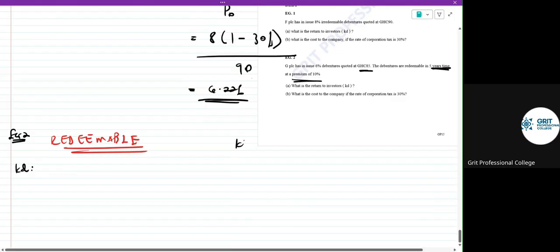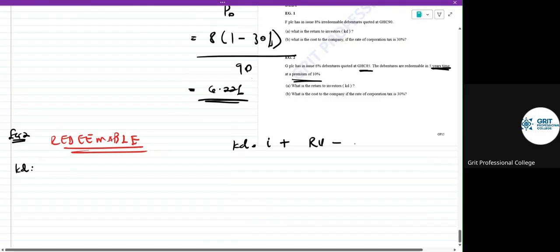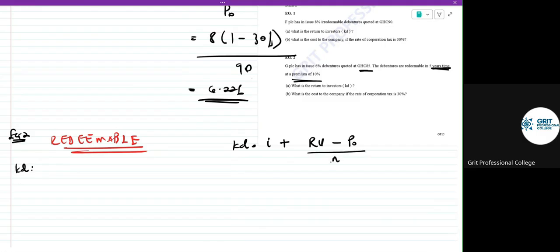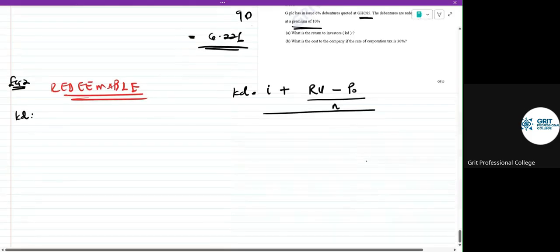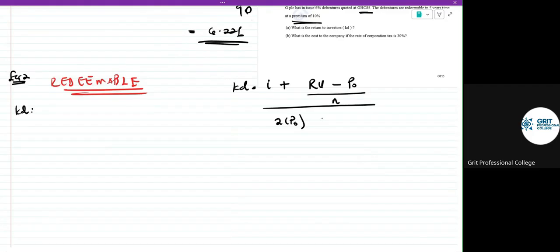So for KD, this is what will happen. For KD, it is going to be I, which is the coupon, without taking out the tax, plus the redemption value minus the price of the debt, all over N, everything over 2 by the price of the debt plus the redemption value, all over 3.